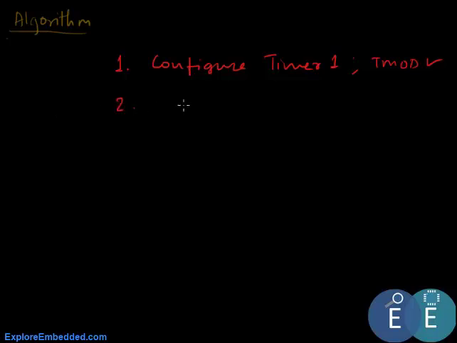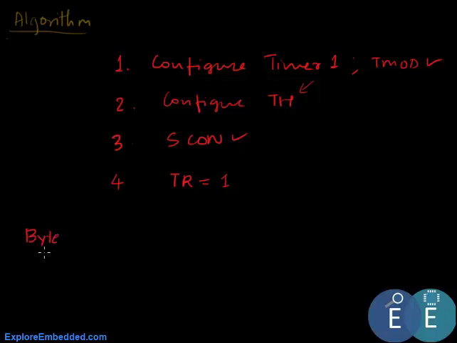So after we do that, then we configure the TH register, or we put the value in the TH register, whatever is required to generate the baud rate. Now next, we configure the serial communication register, or the serial register. So we configure SCON for the value we found out, and then we turn on the timer by TR equal to 1.